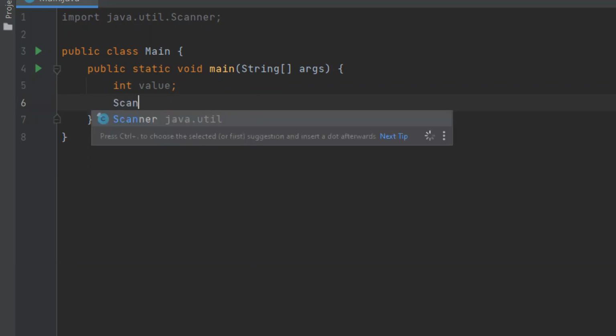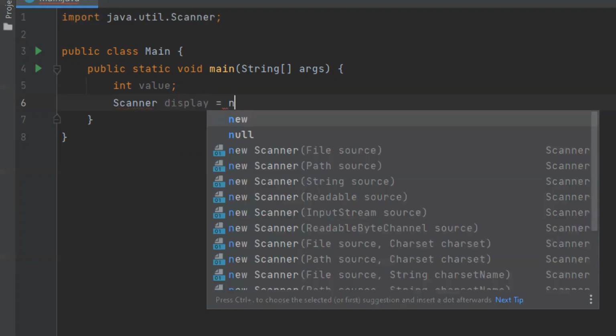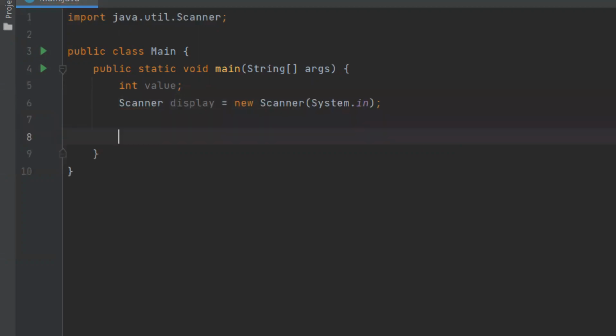Then I have to create the object of the Scanner class. Now, of course, as I've explained in our other lessons, the Scanner class will help us to take information from the screen that we are using. So this piece of code here will help me take information from the screen.